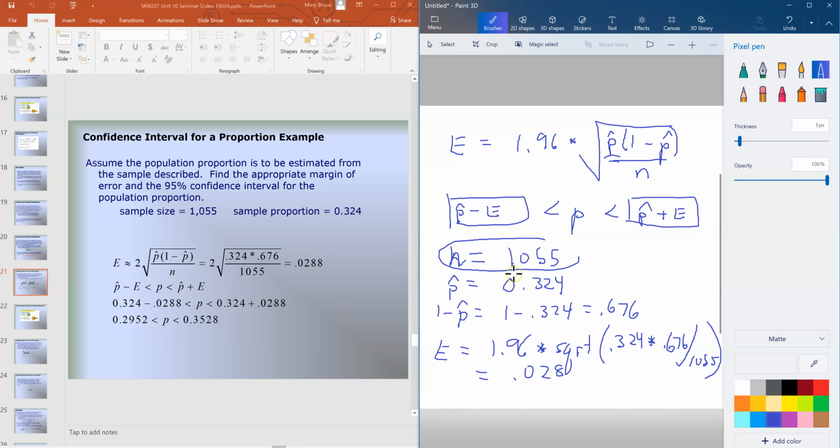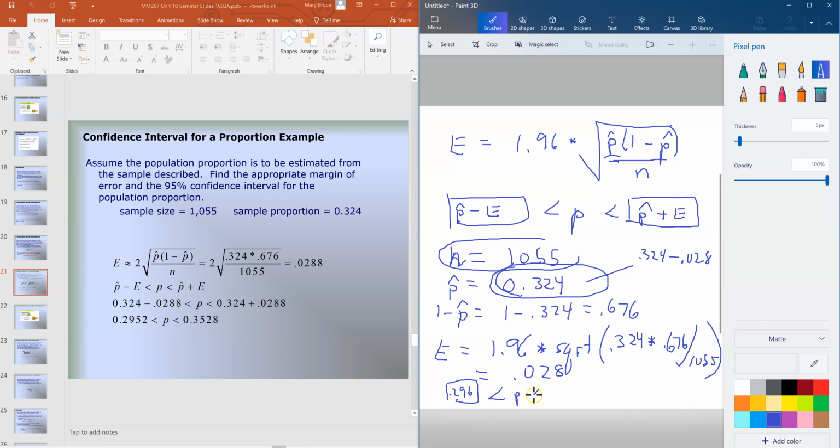Once you get the E, the margin of error, you then go back to your p hat and you do p hat minus that value. So you'll do 0.324 minus the 0.028 that you just got for the margin of error. That gives me 0.296. So again, you'll notice I'm getting slightly different numbers than the screen on the left, but that's because the one on the left I used a 2 instead of a 1.96.